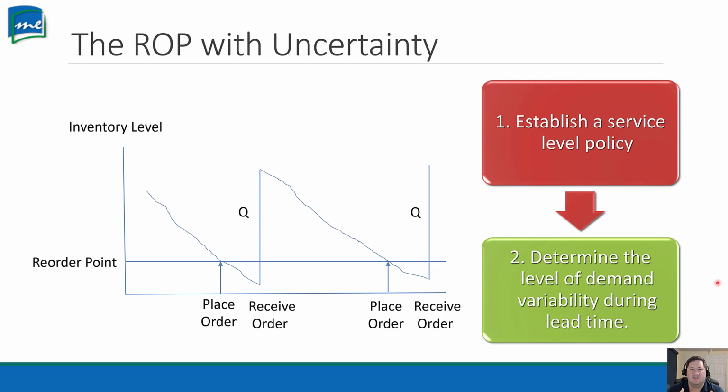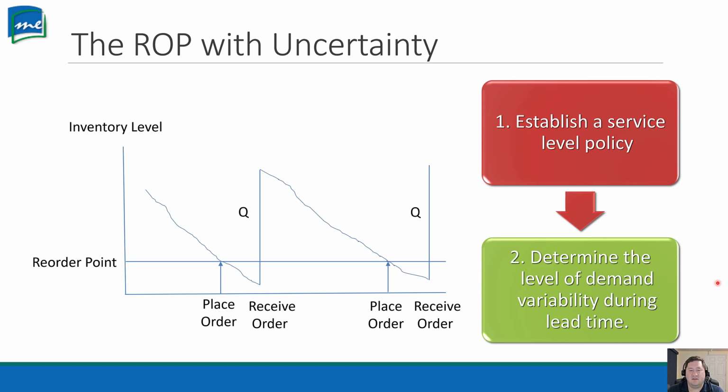So we have to establish a service level policy. Here we have a graph that shows our inventory level and our reorder points, and it's not a straight line down. There's a variation in the demand there. So we have some uncertainty here, but we have the formulas to make this work for us.